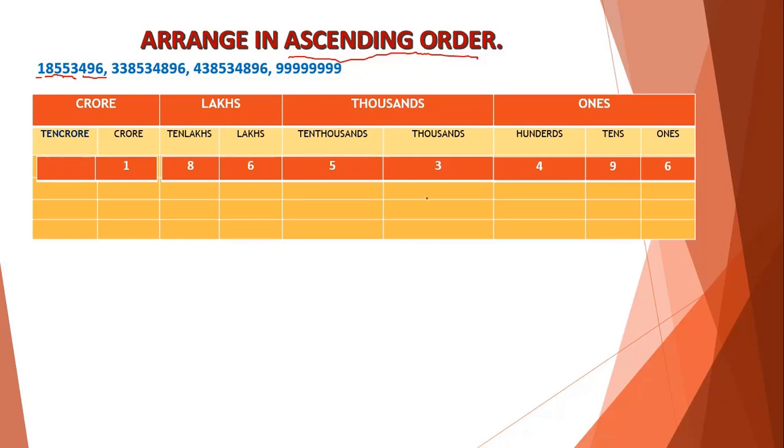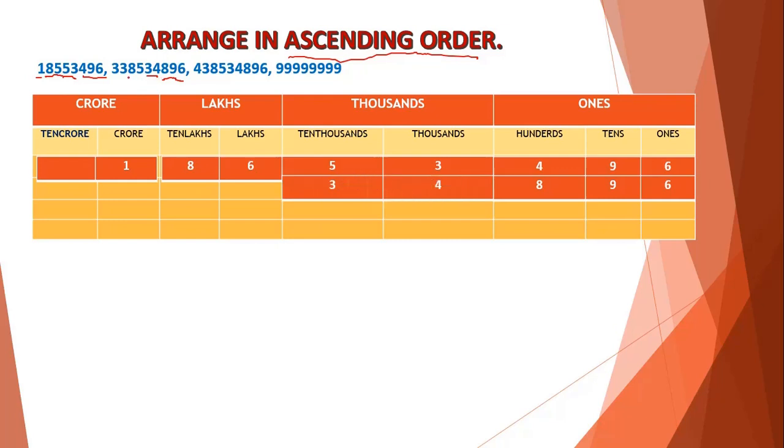Now we'll go to the next number. In that number, 896 will come in ones period, 34 will come in thousands period, 85 will come in lakhs period, and the remaining digits, that is 33, will come in crores period. Here we finish the second number. We'll move to the third number.